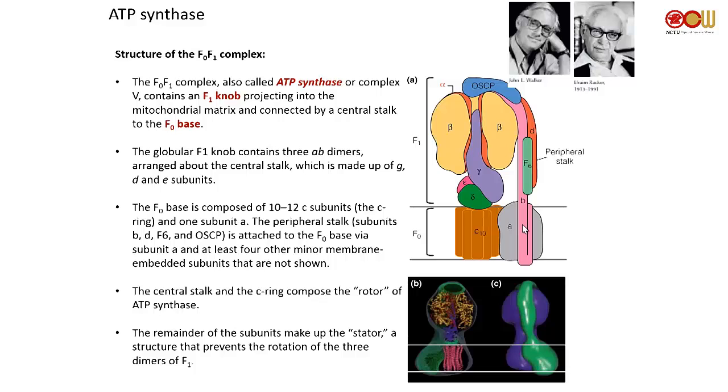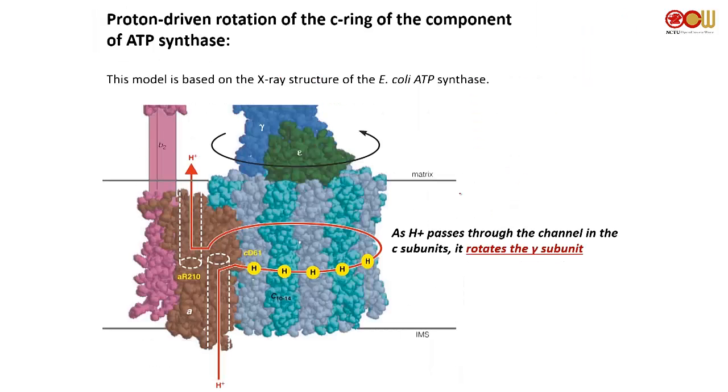Okay, and what's really important is just that the central stalk and the C ring compose the rotor of ATP synthase, and the remainder of the subunits make up the stator, a structure that prevents the rotation of the 3 dimers of F1. So the alpha beta dimers do not rotate. If you see the subsequent pictures, they are stationary. What rotates is the gamma subunit right here. It's this thing.